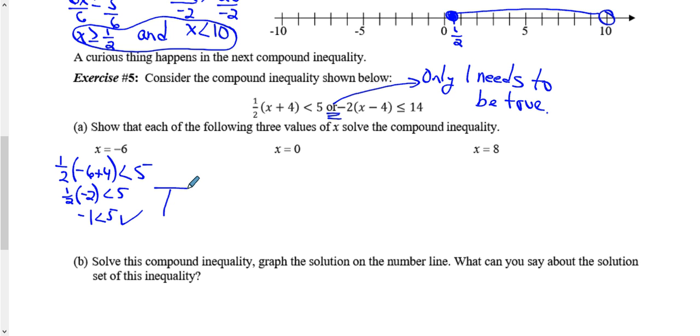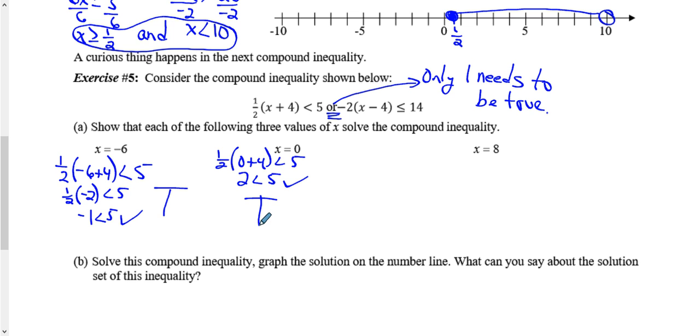Let's try x is 0. So we get 1/2 of 0 plus 4 less than 5. Well, that's half of 4, which is what? 2 is less than 5. Is that true? Okay. All right, so we've got one of these are true, right? Do we have to check the other one? No. Let's try 8.